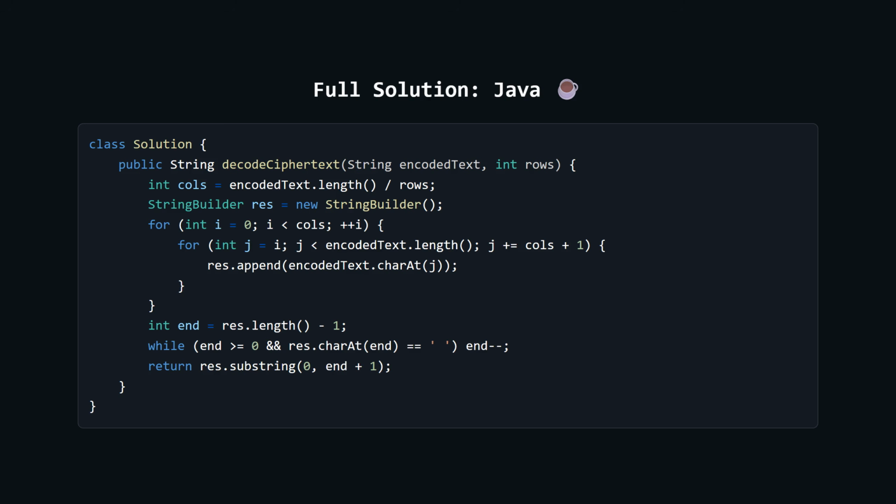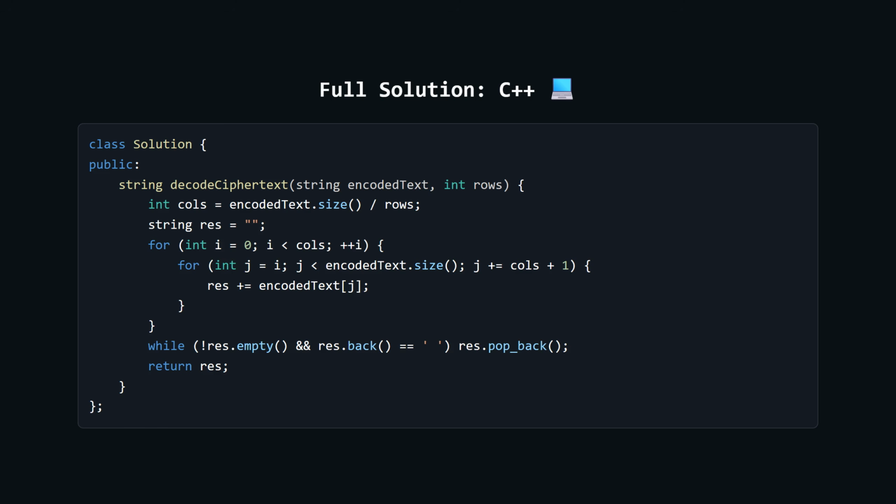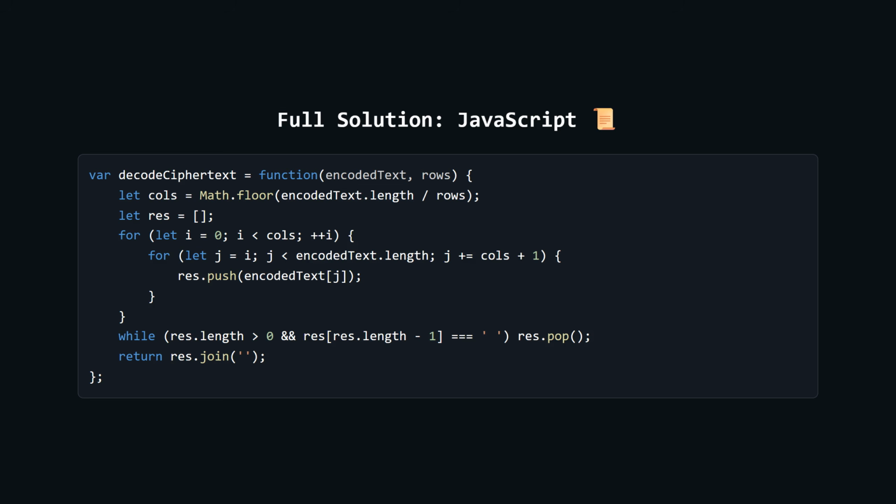Here is the full solution written in Java. We use a string builder here for efficiency and a while loop at the end to manually strip the trailing spaces. Next up, here is the C++ version. Very similar logic, and we use pop_back to efficiently remove any of those pesky spaces at the end of the string. And finally, here is the solution in JavaScript, using an array to collect the characters before joining them back together at the very end.